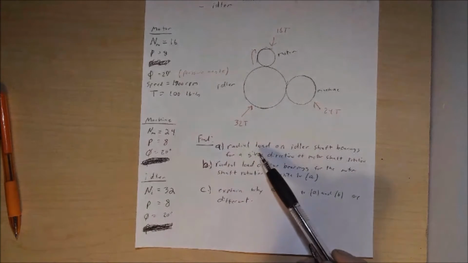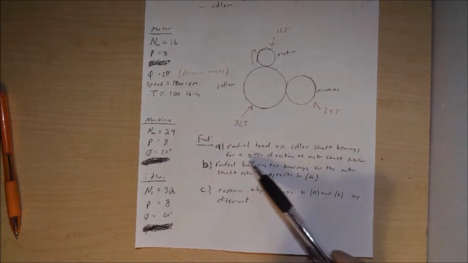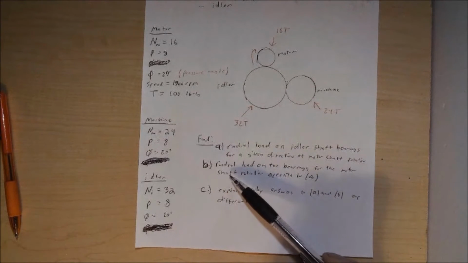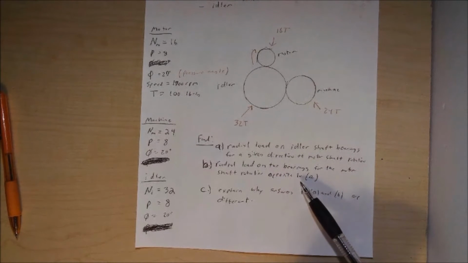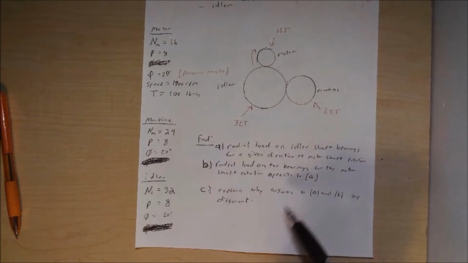Part A, we want that radial load on the idler shaft bearings, so A and B, for a given direction of the motor shaft rotation. Part B, they want that same radial load on the bearings for the motor shaft in the opposite direction. So if it starts rotating the other direction, what happens? What are our loads? And C, explain why the answers to A and B are different.